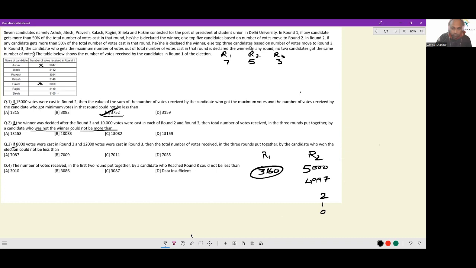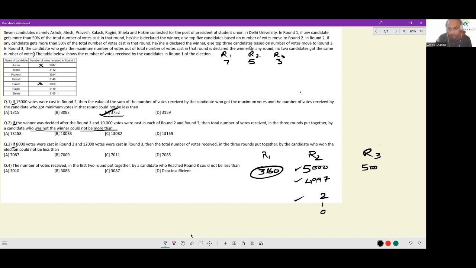So the people who will move on to round 3, 10,000 votes cast here, the people who will move on to round 3 are these 3 people. When they come to this round, he has got maximum votes in round 1, he has got maximum votes in round 2. Now I don't want him to win overall. So what is the maximum number of votes that he can get?